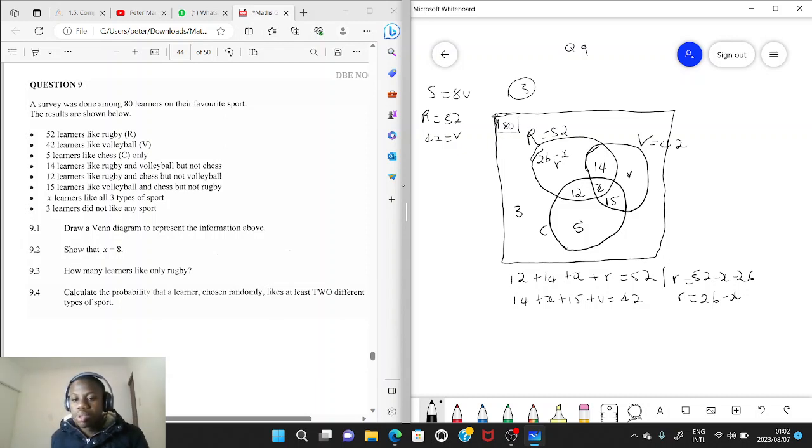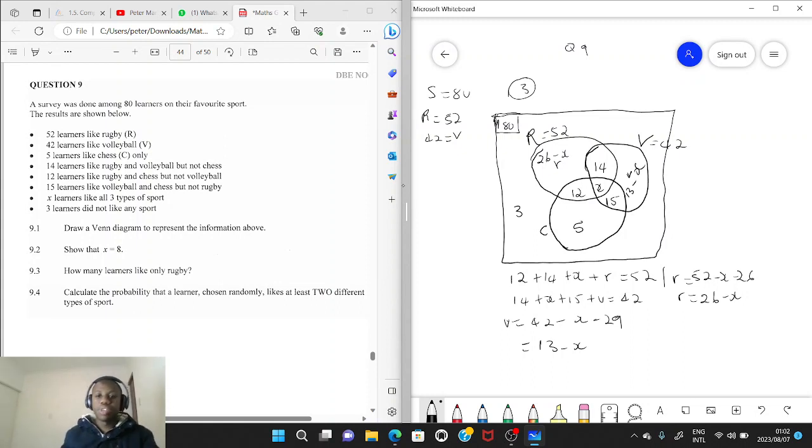So the same thing applies with v. Because we are solving for v, we'll take everything to one side and isolate v, right? So you will have 42 minus x. And then what is 14 plus 15? 14 plus 15 is 29. When you take 29 to the other side, it becomes negative 29. What is 42 minus 29? Well, 42 minus 29 is 13. So you will have 13 minus x. So in this portion, we have 13 minus x.